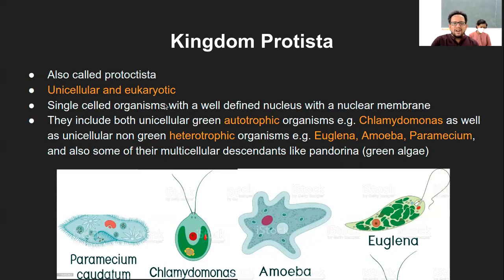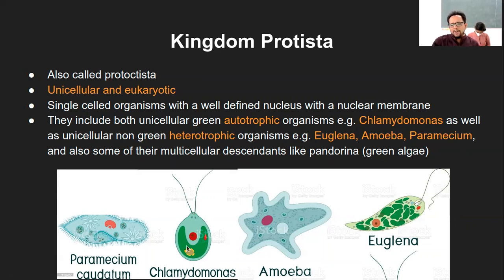It was also earlier called Protoctista, but that is no more used. It's best that you remember only Protista and nothing else. These are single-celled organisms with a well-defined nucleus, because they are eukaryotes with a nuclear membrane, and they include both unicellular green autotrophic organisms, for example Chlamydomonas, or unicellular non-green heterotrophic organisms. So again, the type of nutrition in Protista is autotrophic as well as heterotrophic, same as kingdom Monera.